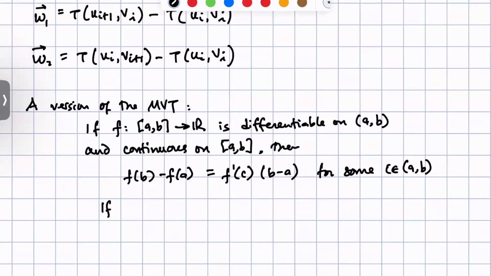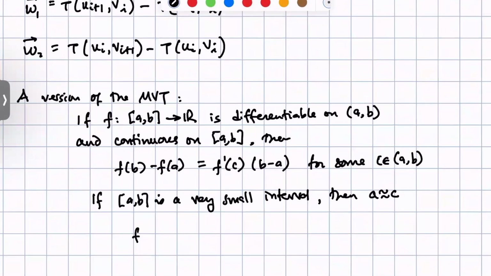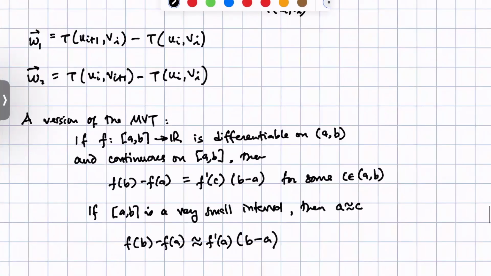Now, if AB is a very small interval, then since C is in AB, A is sort of close to C. And if f is nice enough and doesn't wiggle around too much, then f of b minus f of a is approximately equal to f prime of a times b minus a. I'm just going to replace f prime of c with f prime of a. So I'm going to apply this result up to here.